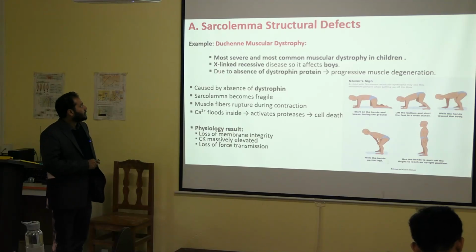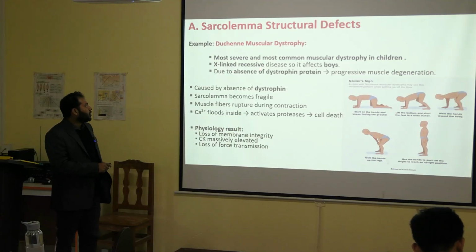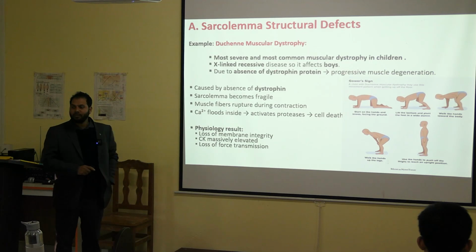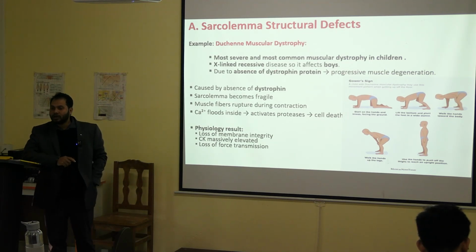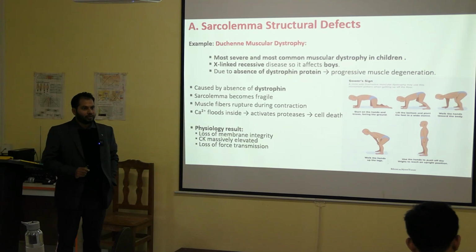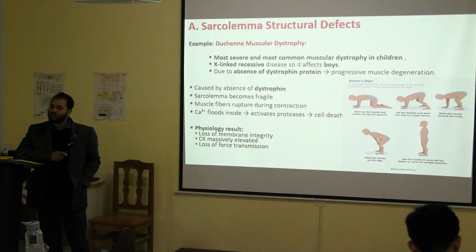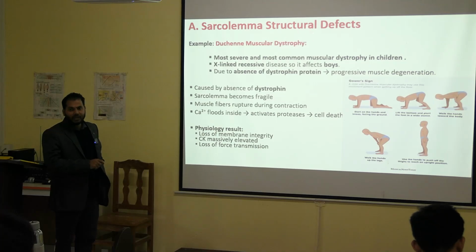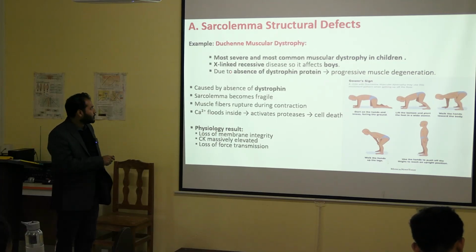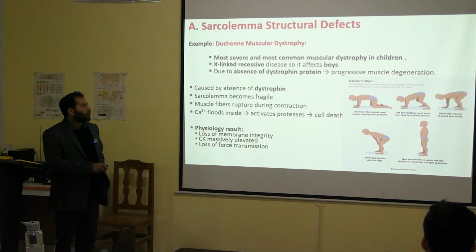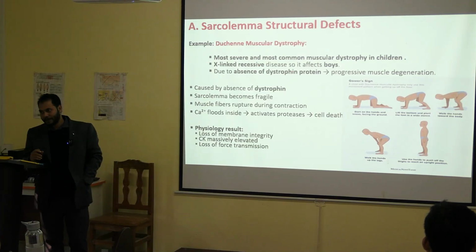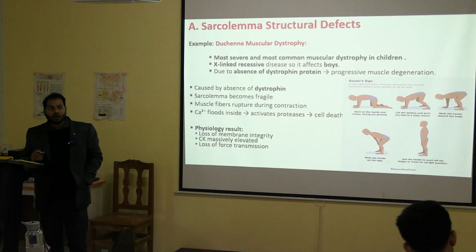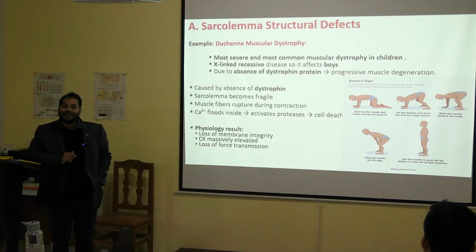So what is the physiological basis of this DMD? Here you can see it generally occurs due to absence of dystrophin protein. Now we need to know what dystrophin protein is and how it is important to maintain structural stability of skeletal muscle. Due to a defect in the dystrophin protein or its absence, there is a progressive muscle degeneration, right? So we need to know the exact functions of dystrophin protein first.